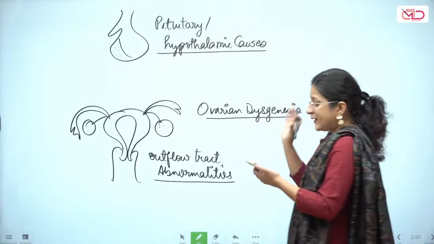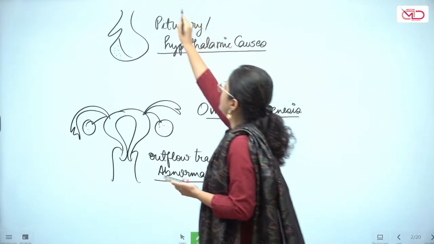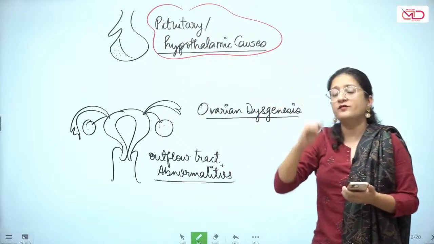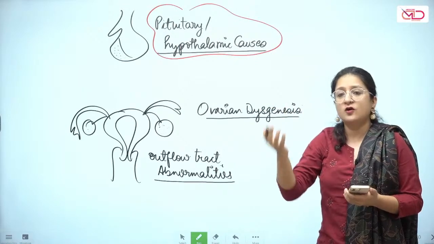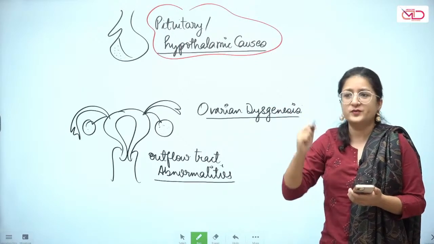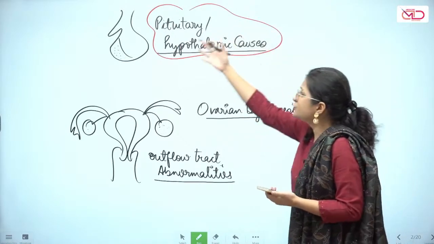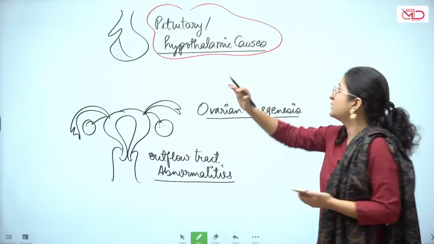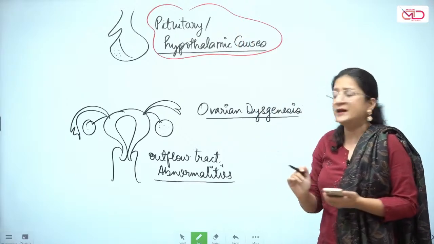Now again, it becomes a very huge topic, but I want you to focus on the very basics, right? So the primary amenorrhea cause could be in the pituitary or hypothalamus. There could be deficiency of gonadotropin releasing hormone, which we call Kallmann syndrome. There could be a pituitary tumor here as well. So there can be many causes, but off the cuff, yes, there can be pituitary and hypothalamic causes.